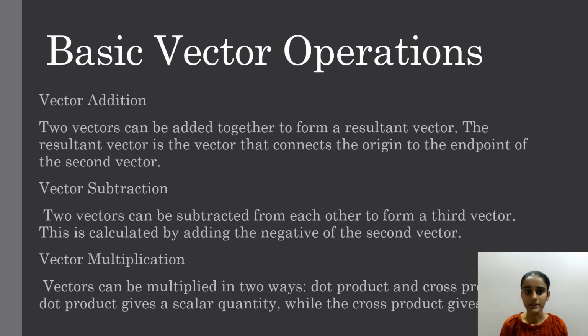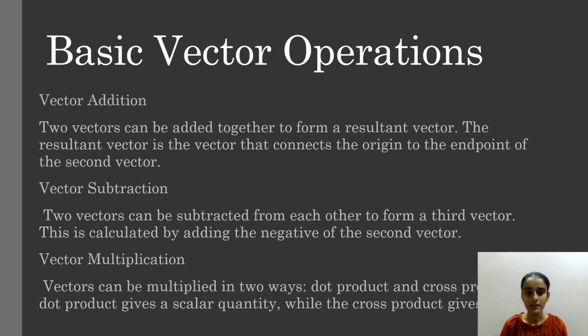Basic vector operations. Vector addition. Two vectors can be added together to form a resultant vector. The resultant vector is a vector that connects the origin to the end point of the second vector. Vector subtraction. Two vectors can be subtracted from each other to form a third vector. This is calculated by adding the negative of the second vector.